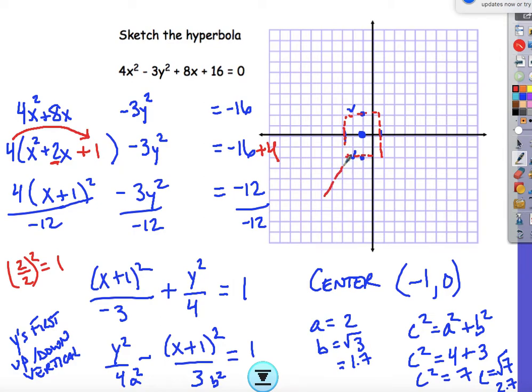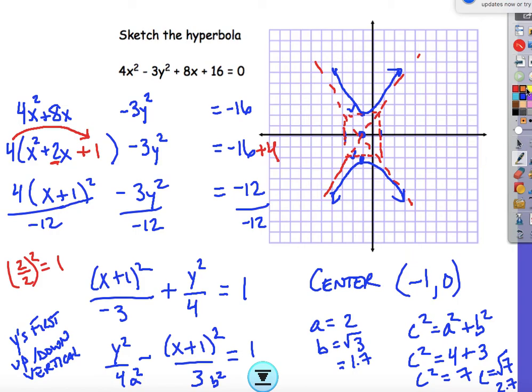And then put your asymptotes going diagonally through the box. And then you can make your parabola shapes from the vertex, getting really close to the asymptotes. That should be hitting that vertex.